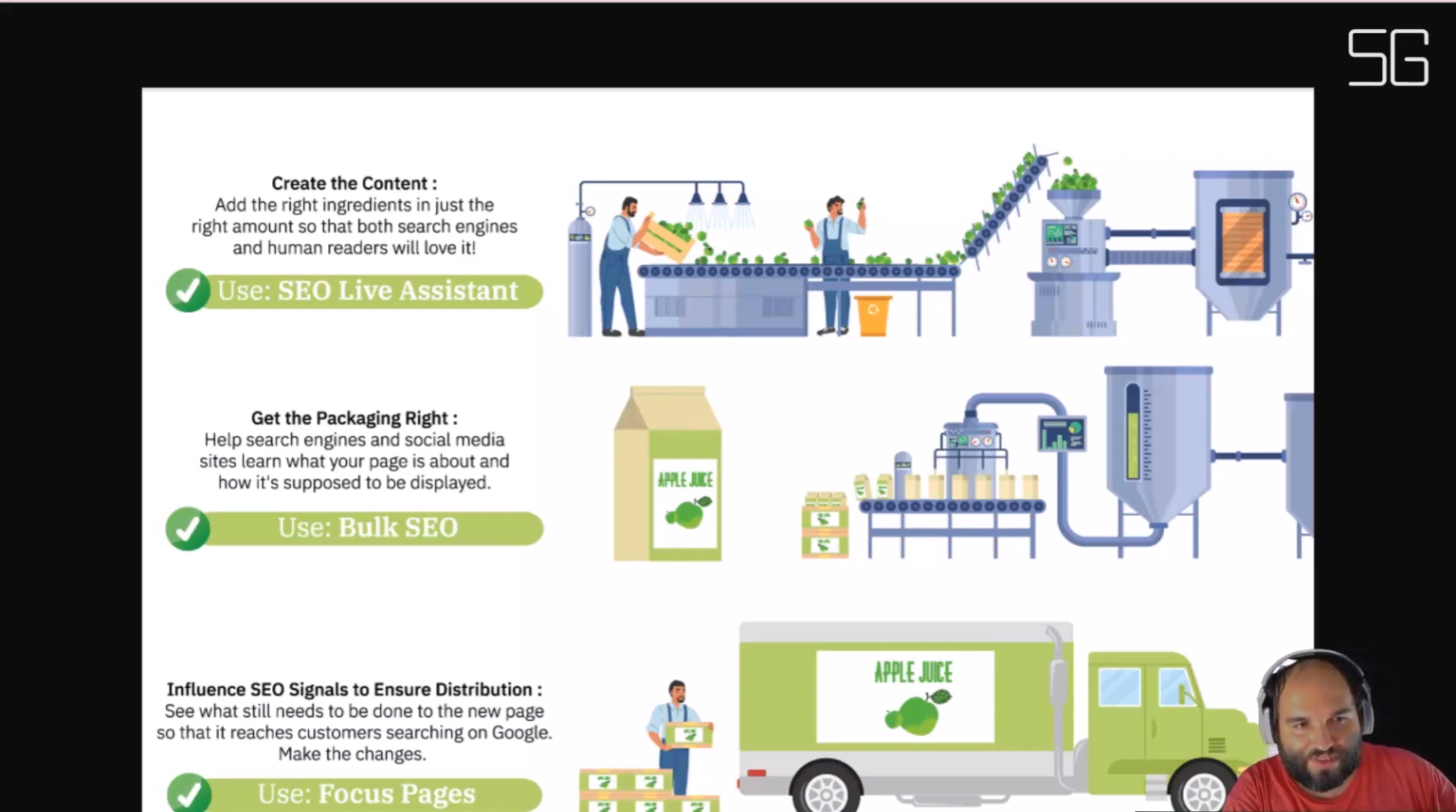So with SEO Live Assistant, what you're actually doing is you're creating the content. You add the right ingredients in just the right amount so that both search engines and human readers will love it. Now with bulk SEO, with the snippets, with everything that you do around the snippets, around the rich snippets and JSON-LD and schema, open graph, Twitter cards, all of that stuff, you just get the packaging right. So you help search engines and social media sites learn what your page is about and how it's supposed to be displayed, which is basically the bottle, the bottles, all the bottles that you see right here, they are getting packaged and ready for delivery.